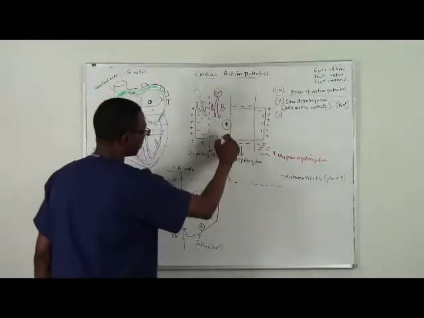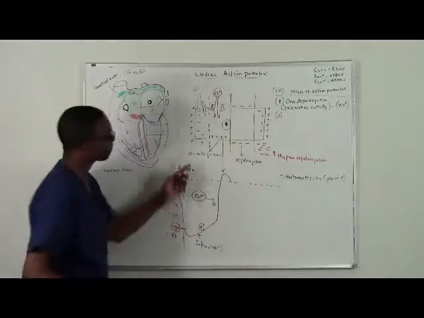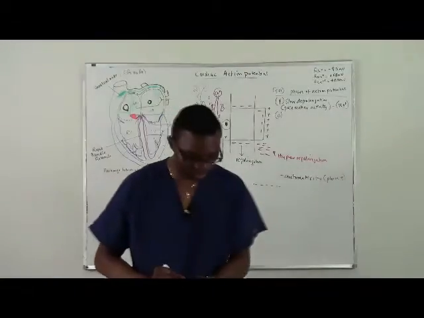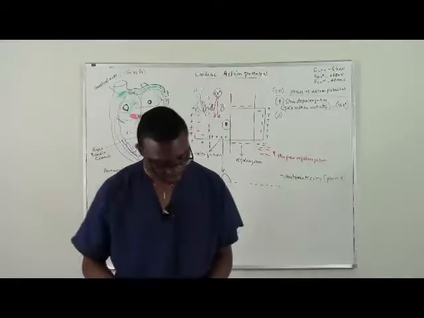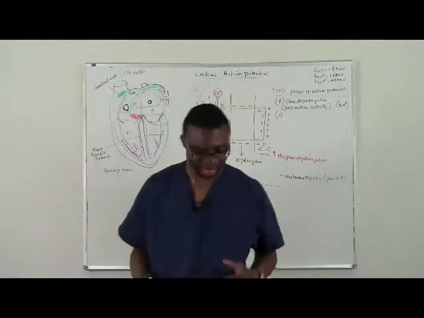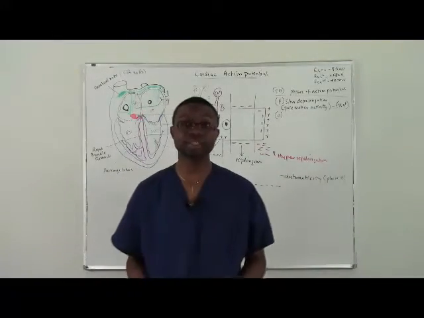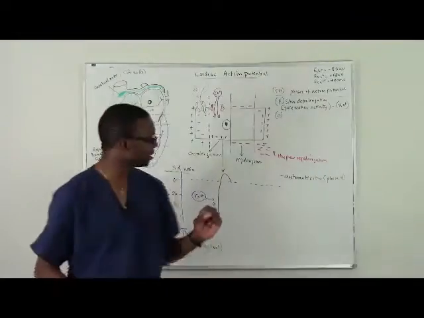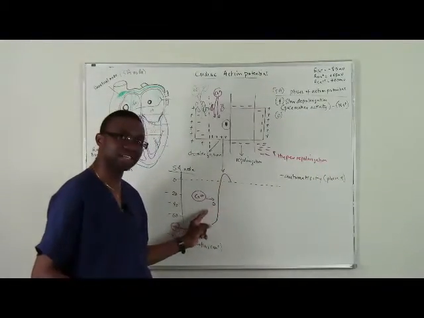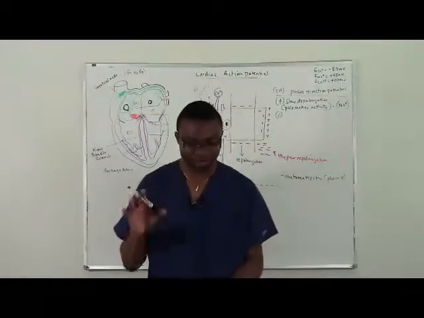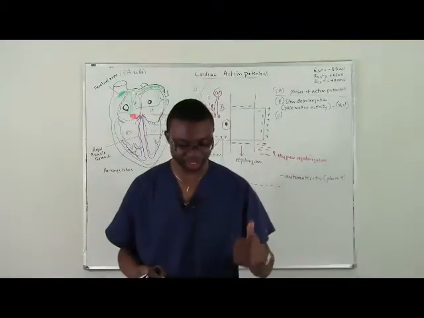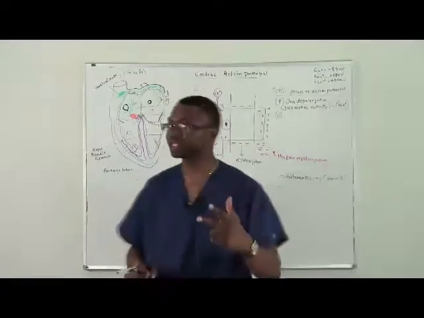So right now, this is where we're at. See? Sodium, calcium, excellent. Now, this is known as the ionic basis for phase 0 of the SA node. Well, this is important because this is what makes the SA node completely different from the cardiac action potential in the ventricles, the atria, and the Purkinje fibers.